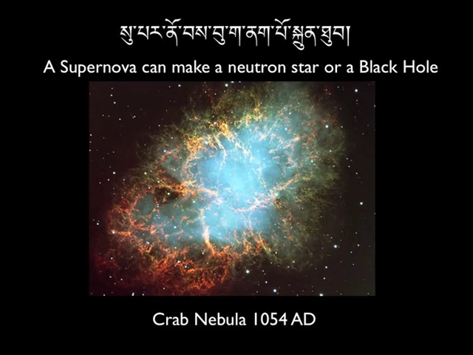So a supernova can make a neutron star. Here is a supernova, 1054 AD. It went off. The Chinese astronomers recorded it. We call it the Crab Nebula supernova. This is how it looks today. It's quite a big explosion. There's a neutron star at the center. We can see that neutron star spinning and blinking. If the remnant had been more massive, it would turn into a black hole.